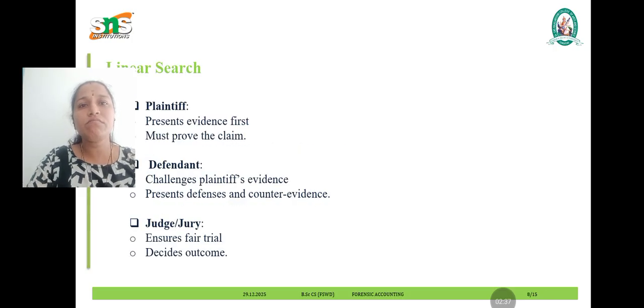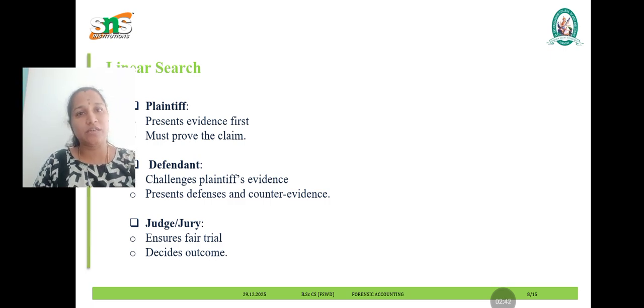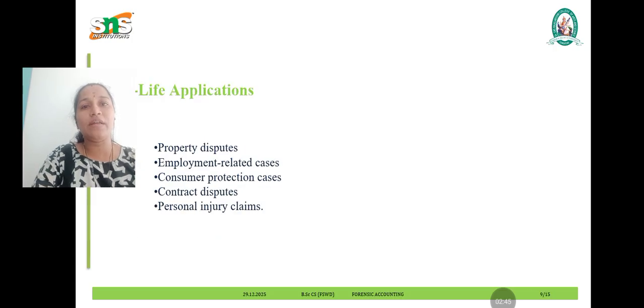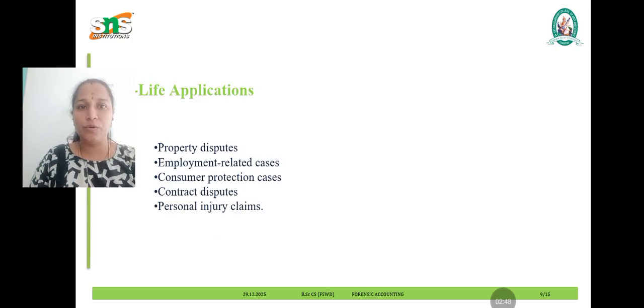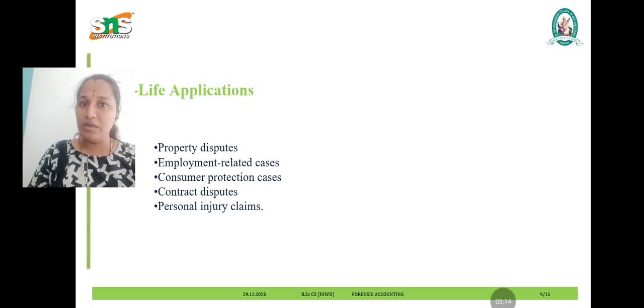The next thing is the linear search. The linear search comes under the plaintiffs, the defendant and the judge. Our real life examples include property disputes, employment related cases, consumer protection cases and contract disputes. These disputes involve claims along with documentation and data, coming under proper documentation along with digital components.